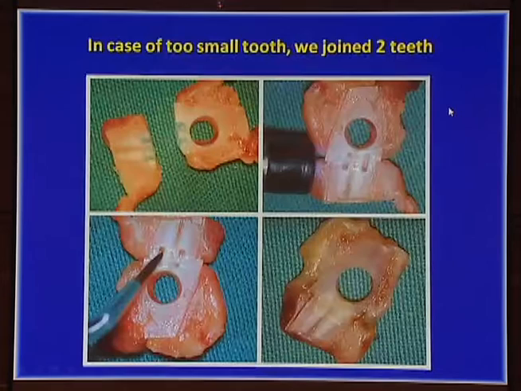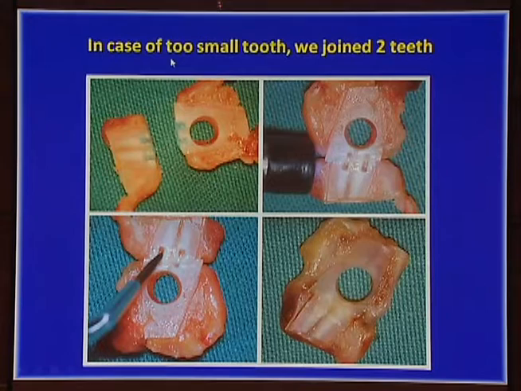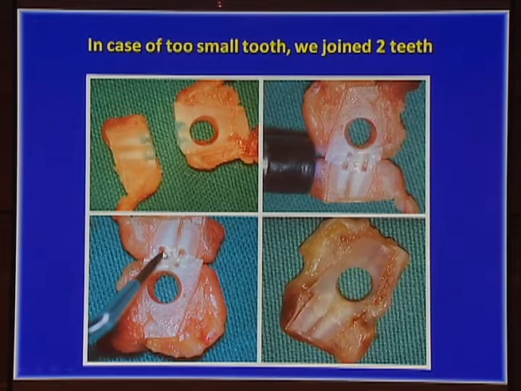In case the tooth is too small, we can use two teeth joined. This was done in five cases, that is approximately 1.5% of all our cases. We use the same acrylic resin to join the two teeth, the two half laminae. So five cases of all ours.